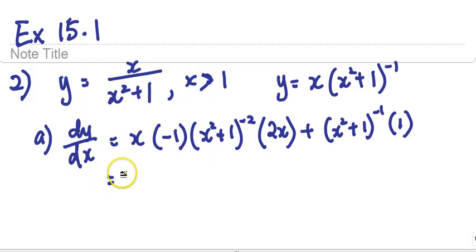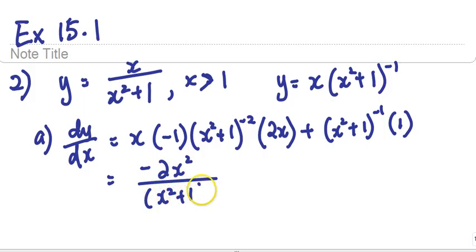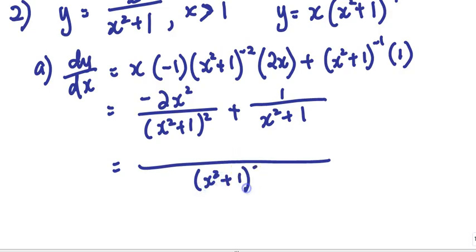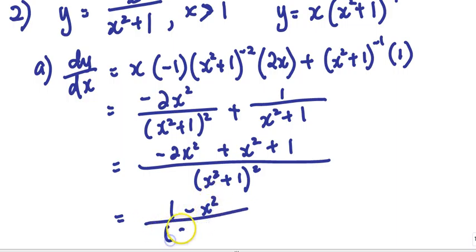Simplify this, I will get negative 2x squared over (x squared plus 1) squared plus 1 over x squared plus 1. If I want to express this with a common denominator, (x squared plus 1) squared, I will get negative 2x squared plus x squared plus 1. And this works out to be (1 minus x squared) over (x squared plus 1) squared.